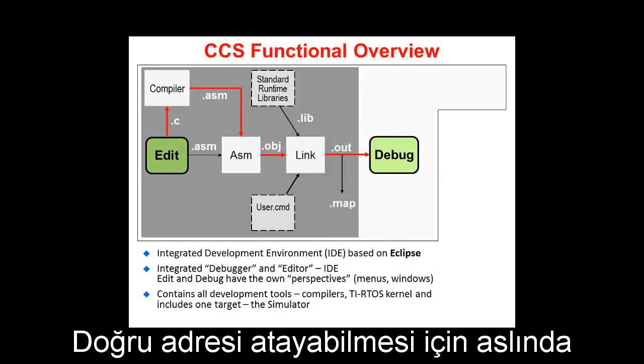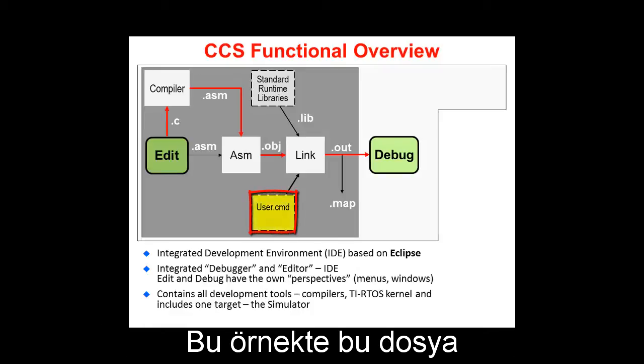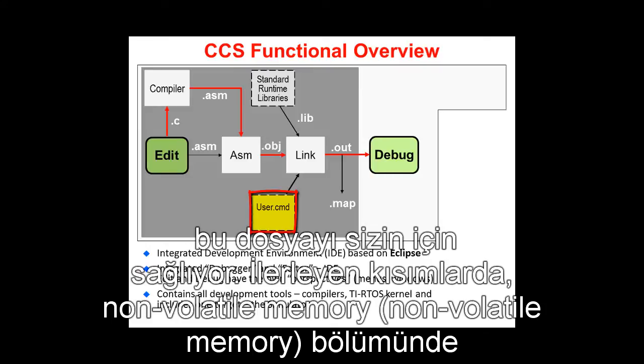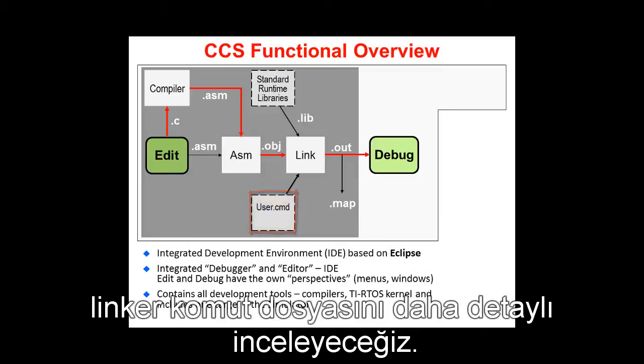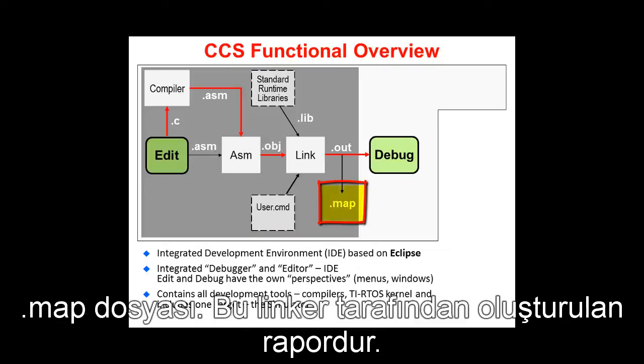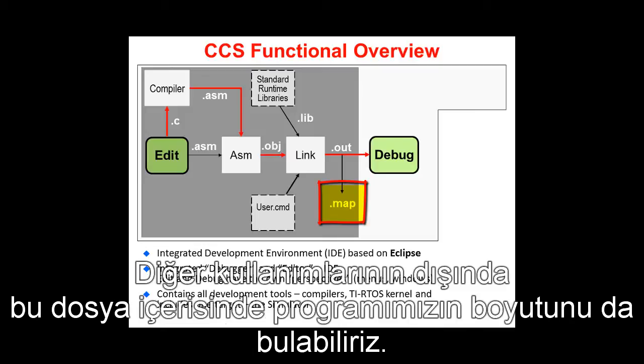In order to assign the right addresses, though, you need to supply a linker command file to the linker. In this case, we show it as user.cmd. Thankfully, though, TI provides one of these for us whenever we create a new project inside of CCS. Later on, in the chapter on non-volatile memory, we'll dig into the linker command file with a bit more detail. One last comment on this slide is the .map file. This is a report created by the linker which tells you which addresses it assigned to everything in your program. Among other uses, this is where we can find the size of our program.